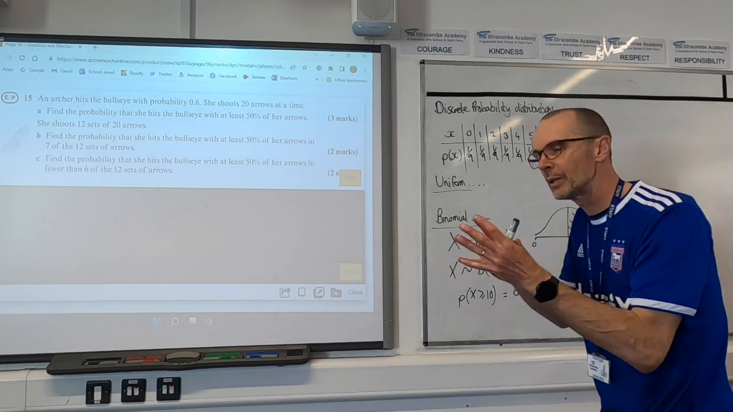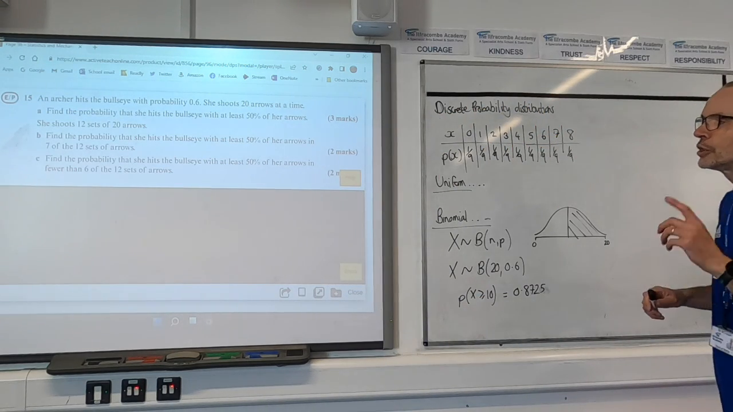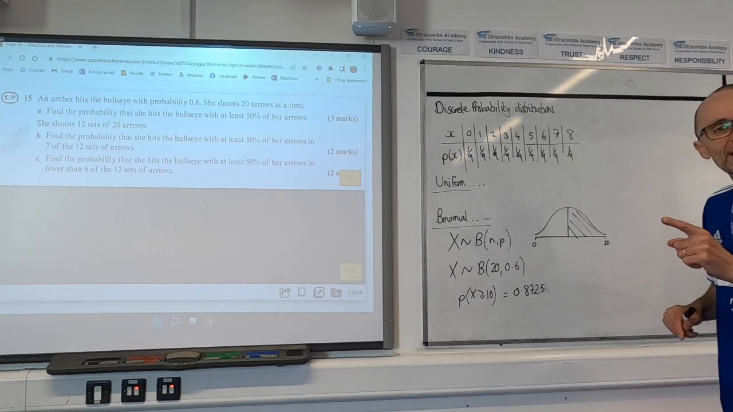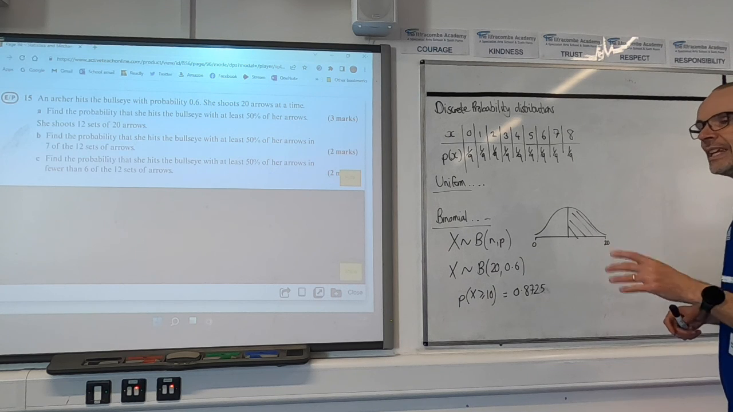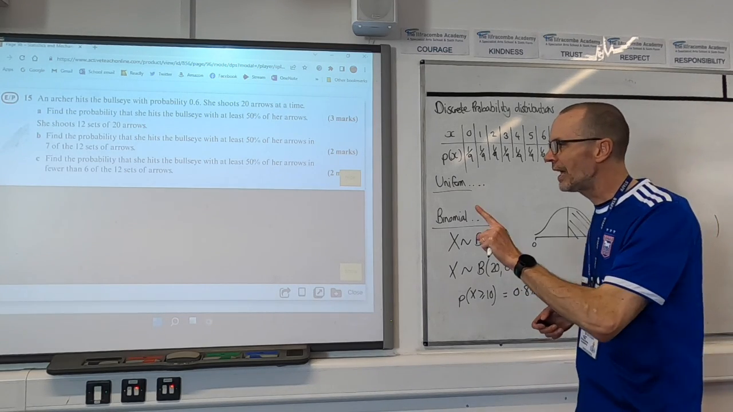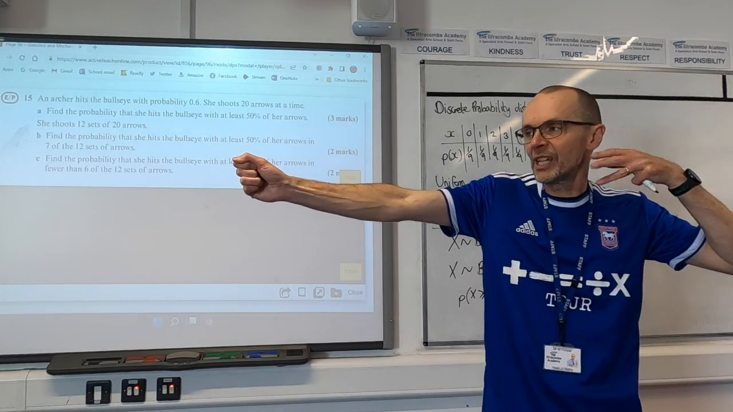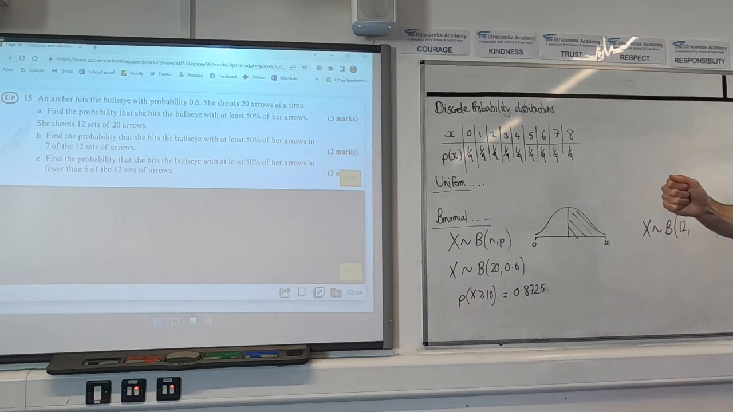We've got a binomial problem here within a binomial problem, because shooting 20 arrows is like one go. And in part B, she does that 12 times. So in part B, we're talking about something that she's doing 12 times. In part A, the thing was shooting an arrow, and she did it 20 times. In part B, the thing she's doing is shooting 20 arrows.